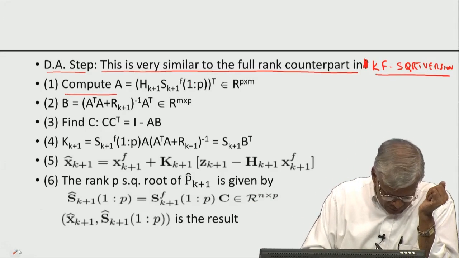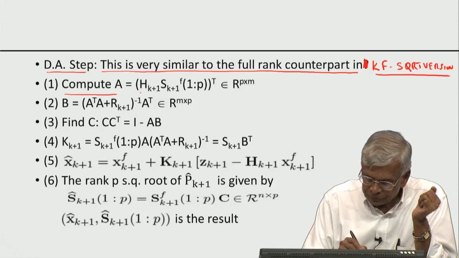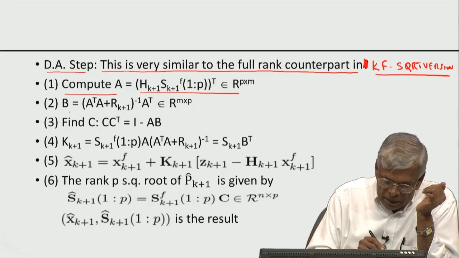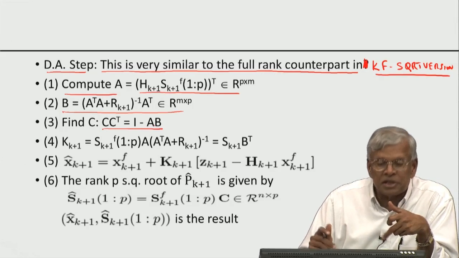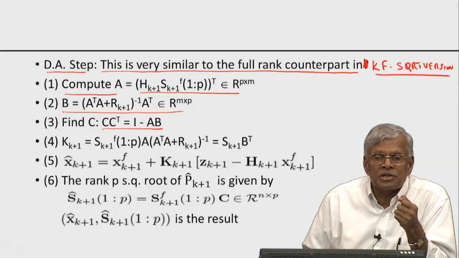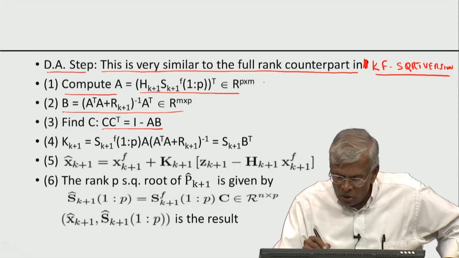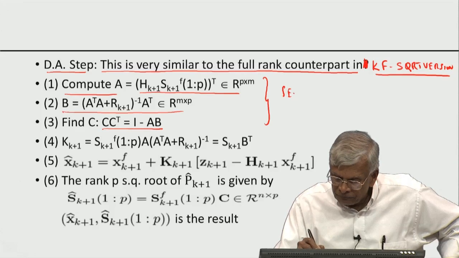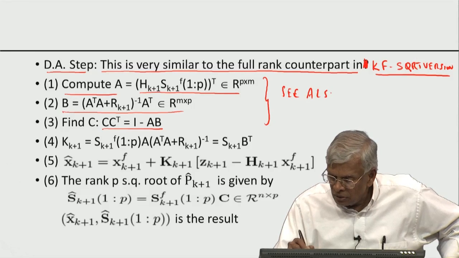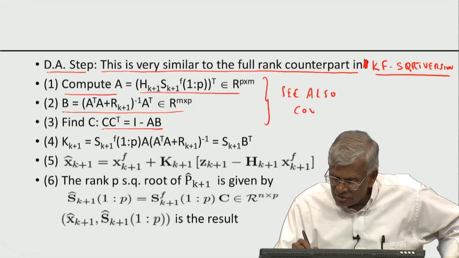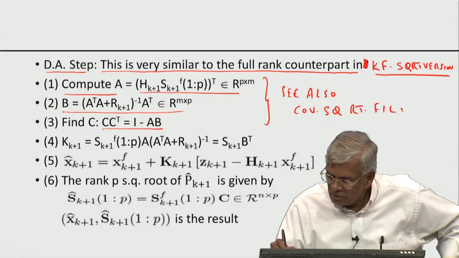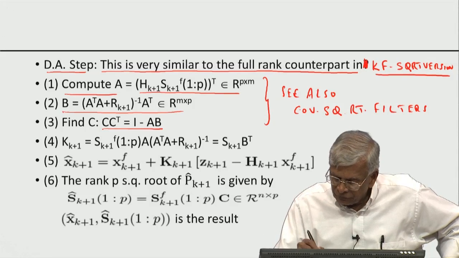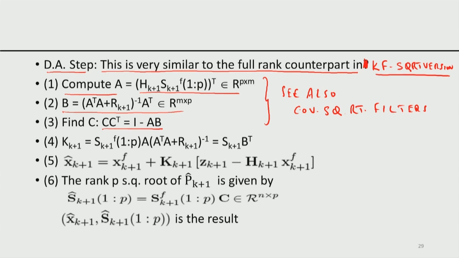So you can compute this matrix, then you compute B, you compute C. We have already seen these calculations in the context of Potter's implementation of the square root covariance filter. The similar thing arises here. We do exactly the same kind of computations.